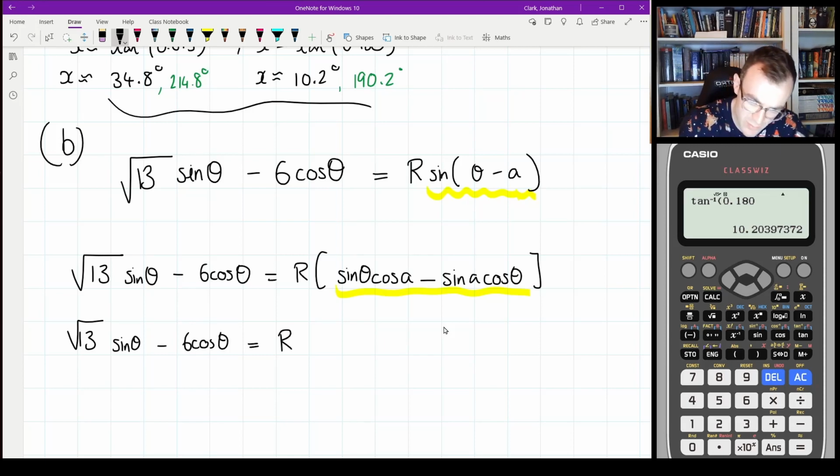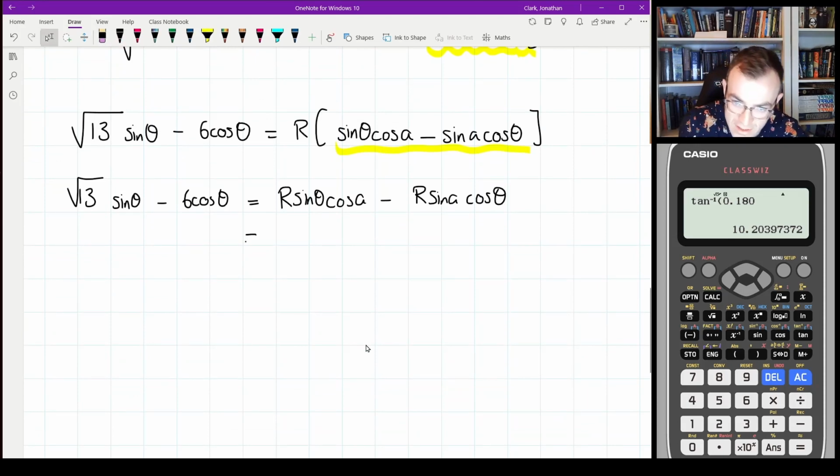So let's expand these brackets. Just multiply r back in, essentially. And what I'm going to do is write this particular expression here. I'm just going to put the cos a in front of the sine theta. We'll see why in a moment.